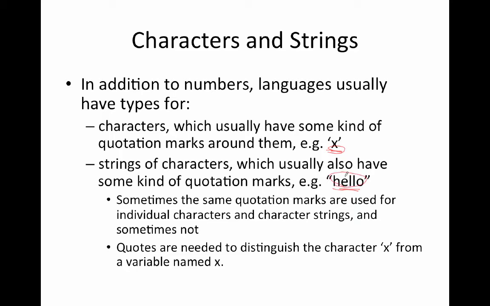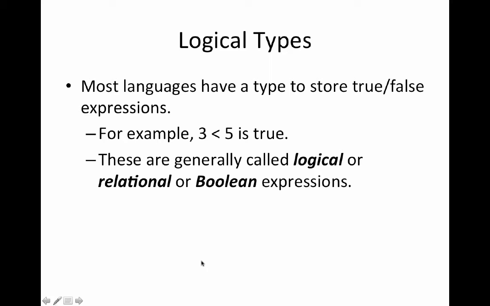But quotes are needed to distinguish the character X from a variable called X. So that's very important. If you want to refer to a character X, you have to have some kind of quotes around it, because without that, if you just have X, that would be interpreted as a variable named X.